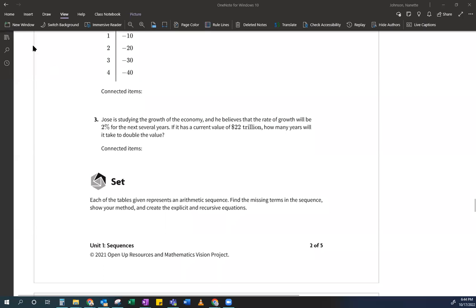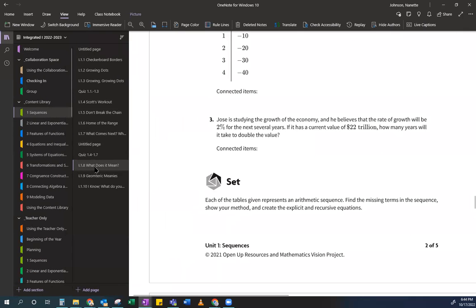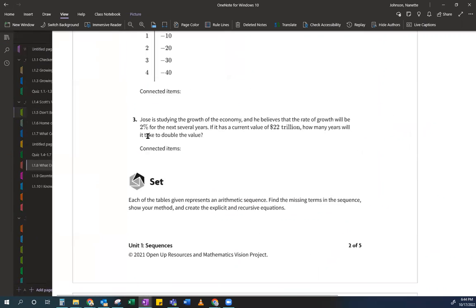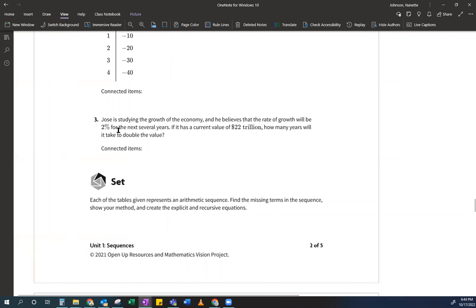Okay, so I'm over here in 1.8 and I'm doing this ready, set, go number 3. And it's a word problem. It's a really good problem to do, study for your test. So it says, Jose is studying the growth of the economy, and he believes that the rate of growth will be 2% for the next several years. It has a current value of $22 trillion. How many years will it take to double the value?